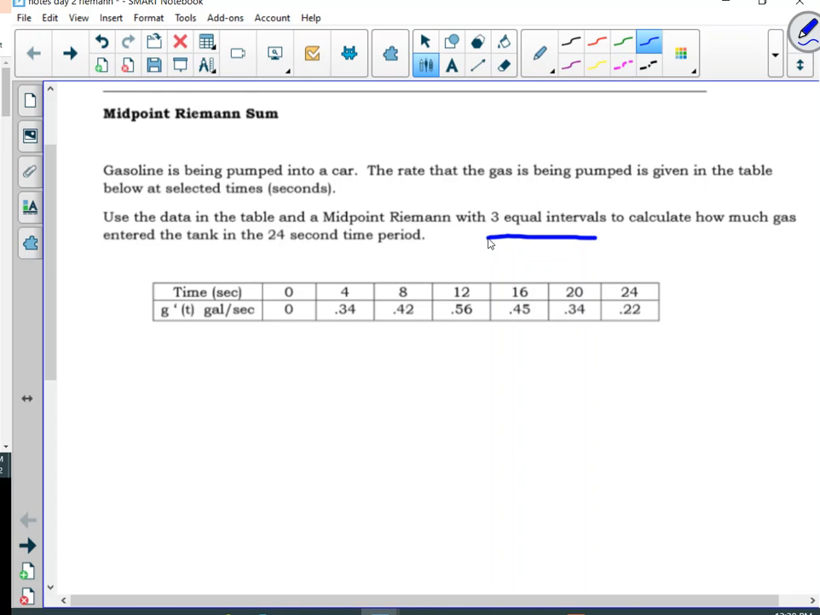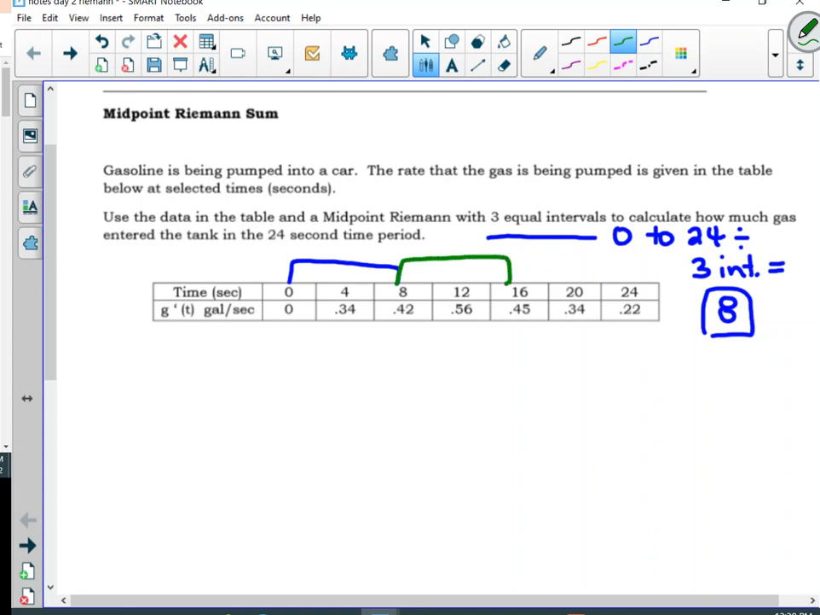So if my data goes from 0 to 24 and I want 3 equal intervals, okay, 0 to 24 divided over 3 intervals means 8-second intervals. So 0 to 8, 8 to 16, 16 to 24.